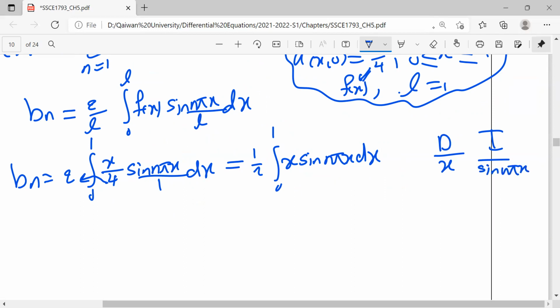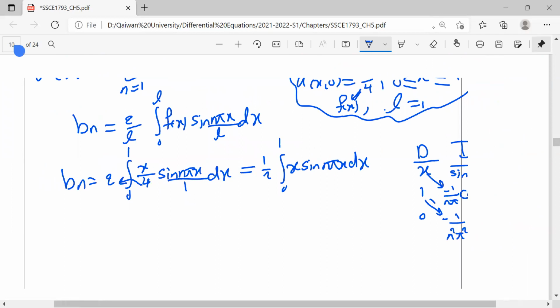So the derivative of x is 1, and the next derivative is 0. And integration of sine is negative cosine. But we must have the derivative of the angle, so it's minus 1 over n pi cosine n pi x. Again, we take another integration. The integration of cosine is sine. It's minus 1 over n squared pi squared sine n pi x. Now we multiply these two.